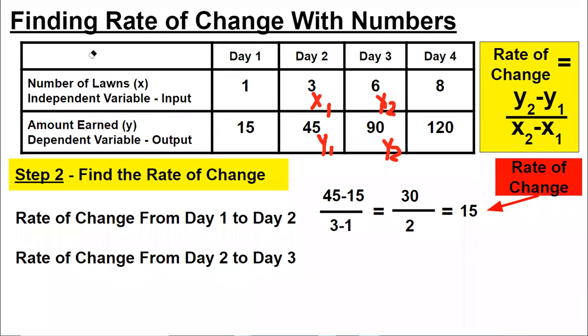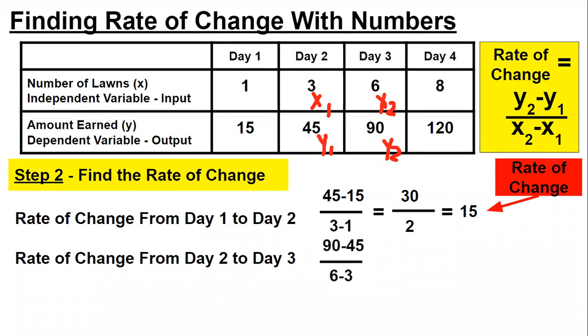So y2 minus y1, 90 minus 45 over x2 minus x1, 6 minus 3. Then we do the math. 90 minus 45 is 45. 6 minus 3 is 3. And then my final step is to divide 45 by 3. When I divide 45 by 3, I get 15. So that is my rate of change from day 2 to day 3.